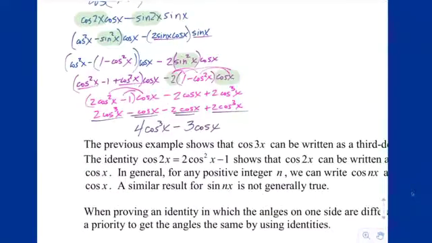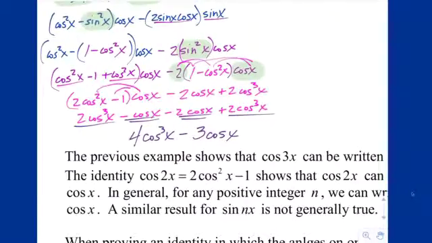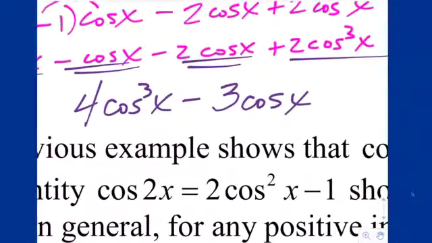And there it is. We have succeeded. We have written the entire expression in terms of cosine of single x. There's two terms. One of them's cubed, one of them's not, but it's all in terms of cosine of x.